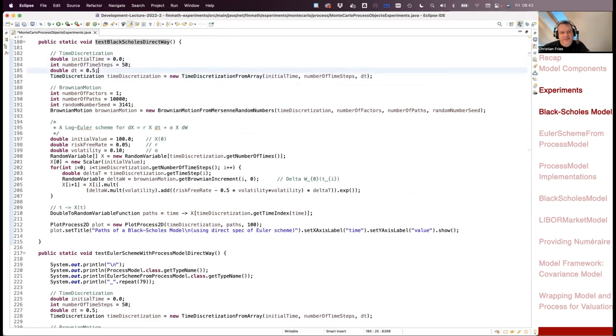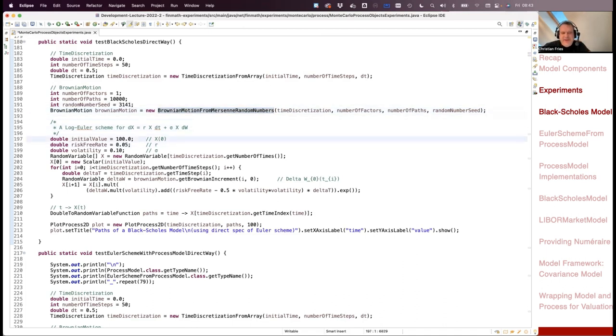Okay, so you see, just as we did it before, we have this convenient constructor. I define the Brownian motion. The Black-Scholes model just has a single dW, so it's not the case where we have multiple factors, as we will have soon. So it's just one factor here, 10,000 paths, some random number seed. Now we have this convenient constructor here providing us a Brownian motion.